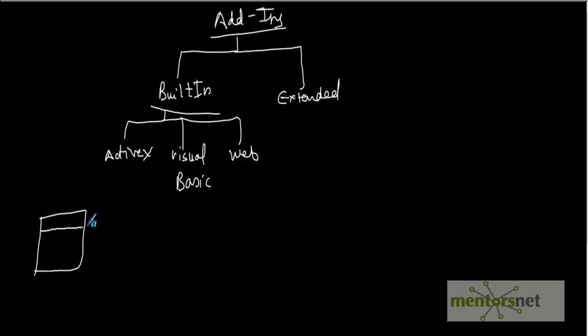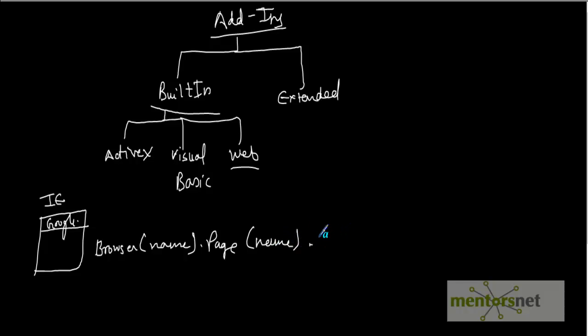Okay, let's say this is some browser. Let's say this is google.com. This is a web application and this is the browser, and let's say you have opened this in IE. So when you're working on this, you have the web add-in installed onto your QTP. When you record something, it writes a line like this: Browser, the name of your browser, and dot Page, the name of your page, and then some object.